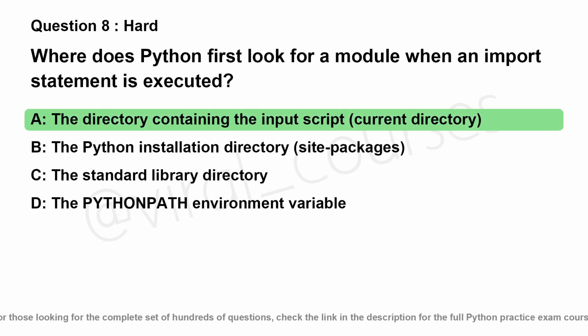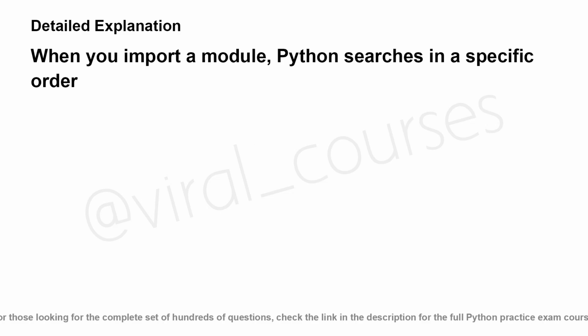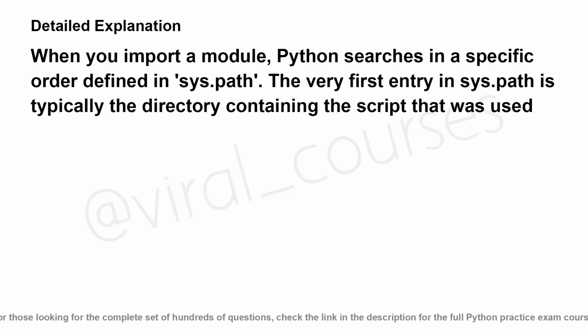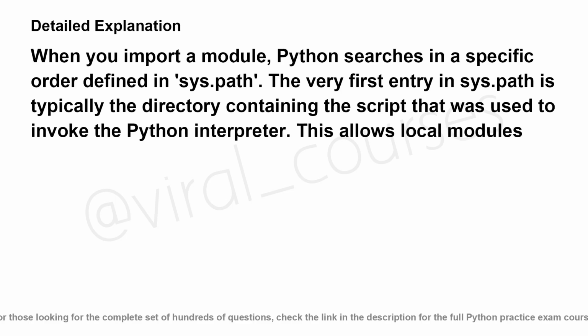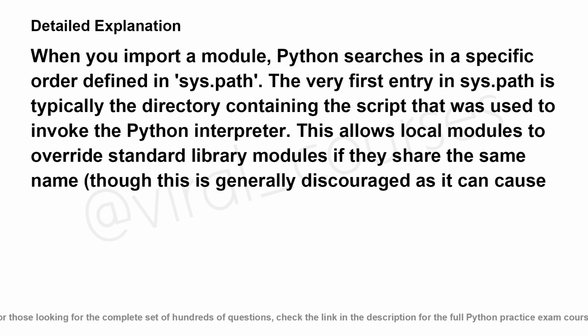The correct answer is A. When you import a module, Python searches in a specific order defined in sys.path. The very first entry in sys.path is typically the directory containing the script that was used to invoke the Python interpreter. This allows local modules to override standard library modules if they share the same name, though this is generally discouraged as it can cause unexpected behavior.